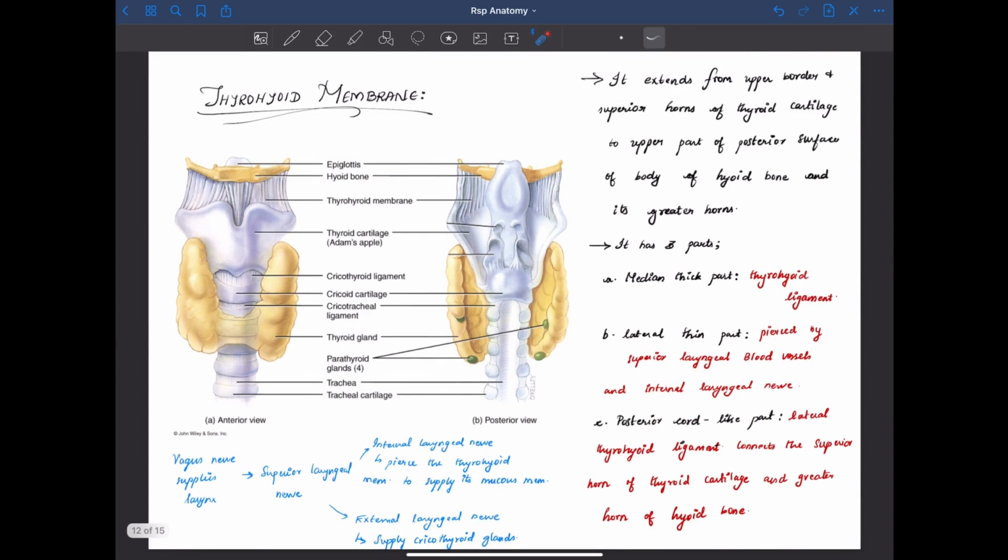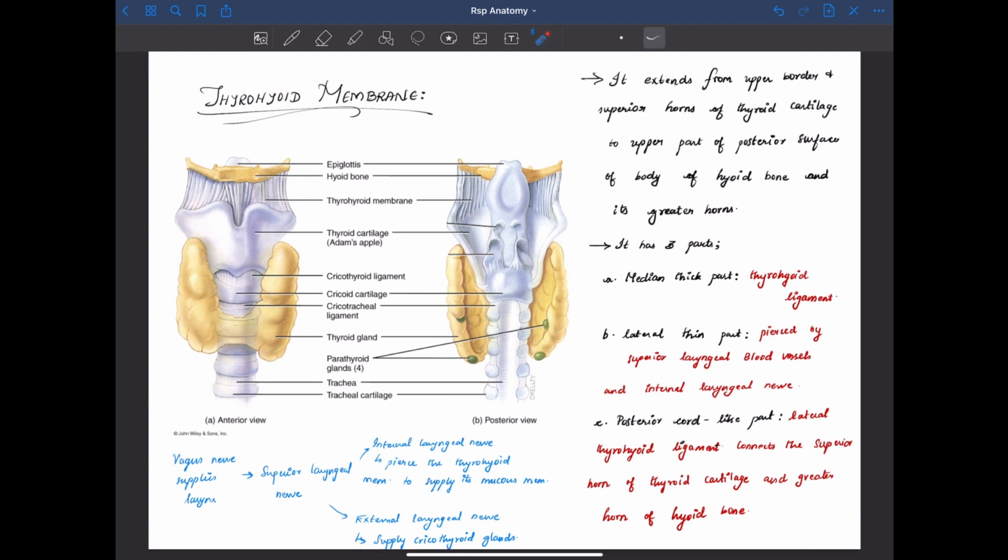Okay, now the main ligament, not the main, but the biggest ligament, the thyrohyoid membrane. It extends from the upper border of the superior horn of thyroid cartilage. You remember, right? We just saw the superior border of the thyroid cartilage. You can see here, this is the superior border of thyroid cartilage, the superior horns of thyroid cartilage, to the upper part of the posterior surface of the body of the hyoid bone. This is the hyoid bone. So it extends from this to this. This is the thyrohyoid membrane.